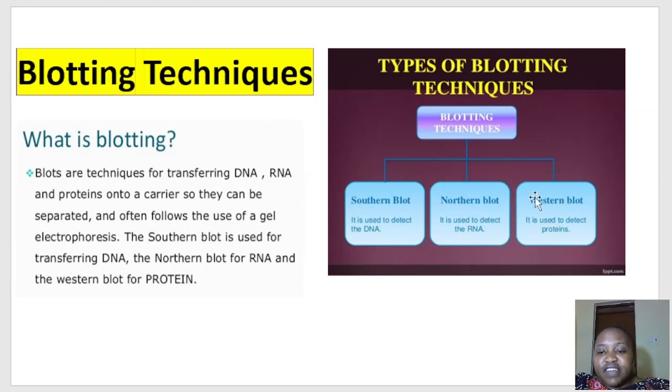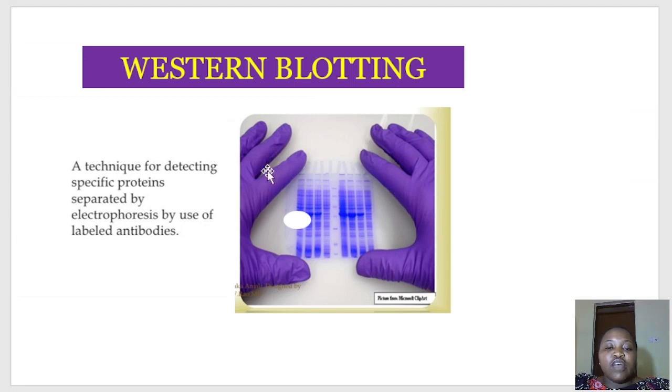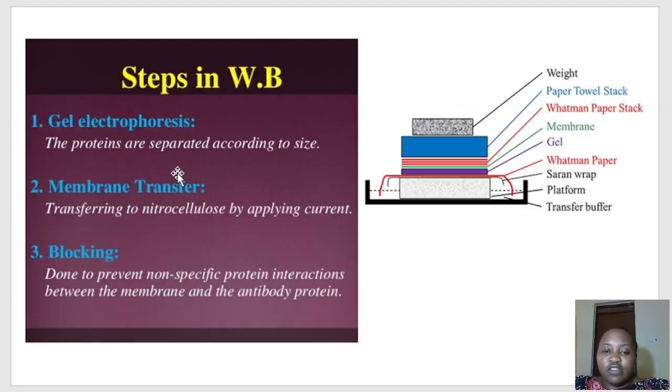We have three different types of blotting techniques. We have southern blotting, northern blotting, and western blotting. Southern is used to detect DNA, northern for RNA, and western blotting for protein. So we look at western blotting, which is the technique we have said for identifying proteins that have been separated by electrophoresis. And in this case, we have to use antibodies to target those particular proteins.